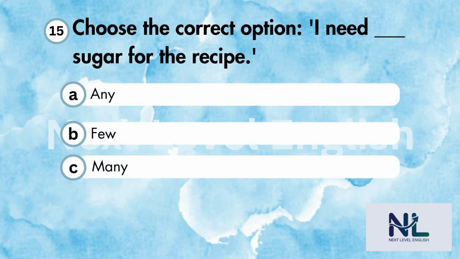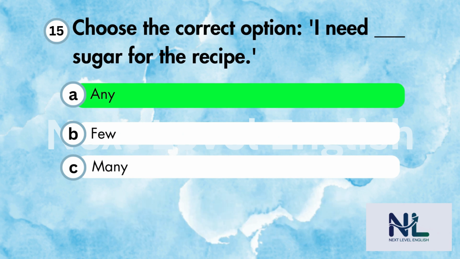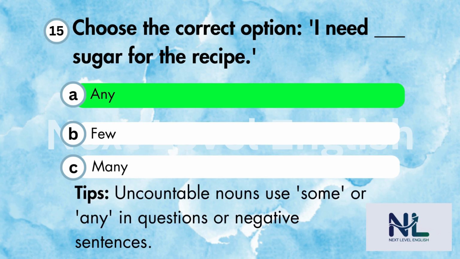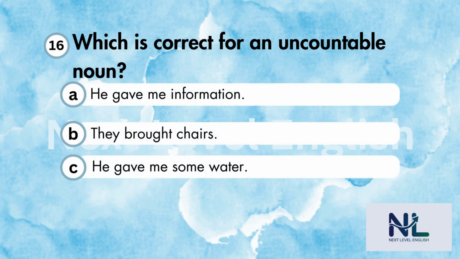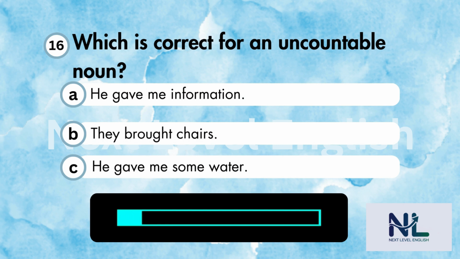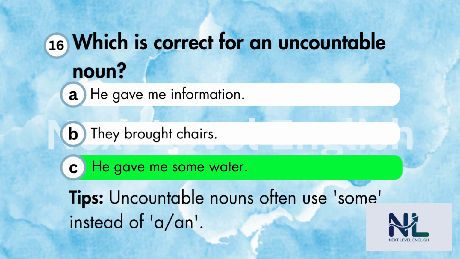15. Choose the correct option. I need sugar for the recipe. Any. Tips. Uncountable nouns use some or any in questions or negative sentences. 16. Which is correct for an uncountable noun? He gave me some water. Tips. Uncountable nouns often use some instead of a or an.